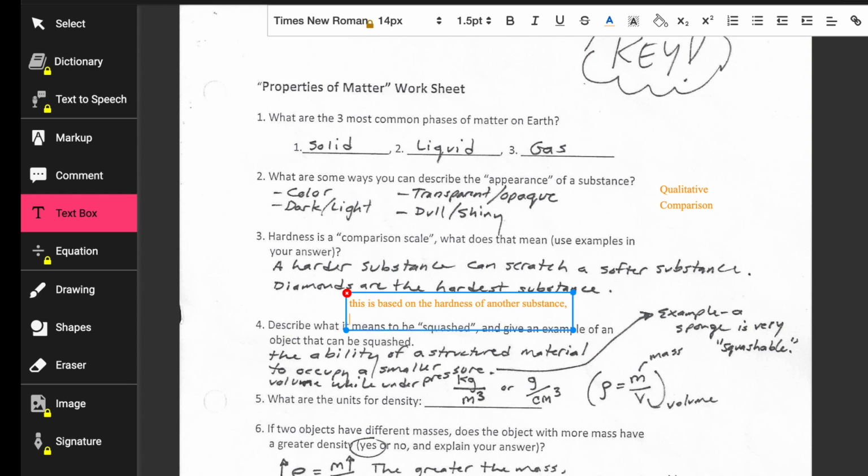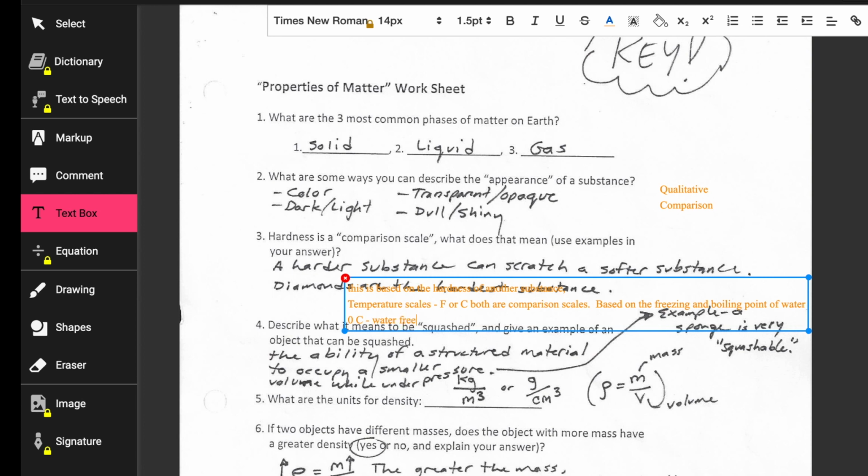Another example of this is when we talked about temperature scales. The temperature scales that we use of Fahrenheit or Celsius, both are comparison scales. What does that mean? That means that both of those scales were created based on the freezing and boiling point of water. If you read 0 degrees Celsius, water freezes.